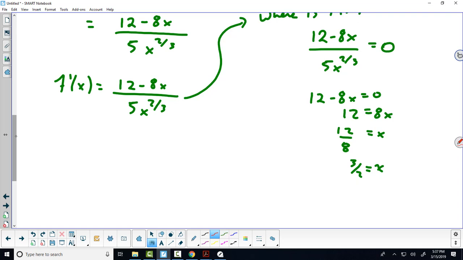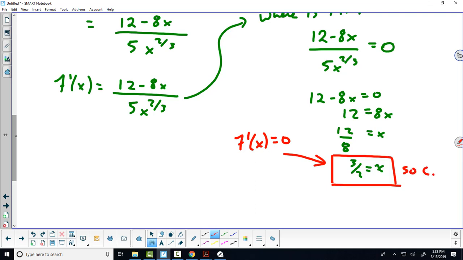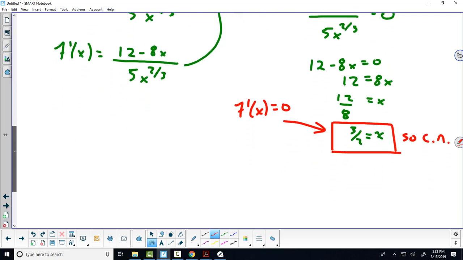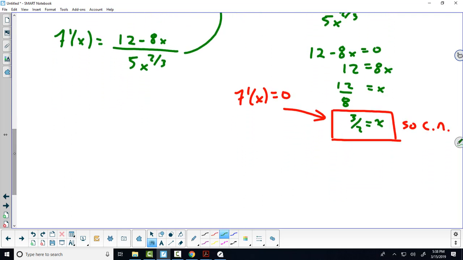So what did we say for a critical number? We said a critical number is a place where either the derivative is 0 or it doesn't exist. So this is where f prime of x equals 0. So it's a critical number. But then let's also look at where the derivative is undefined, because there's two ways you can get a critical number, where the derivative is 0 or where the derivative is undefined.